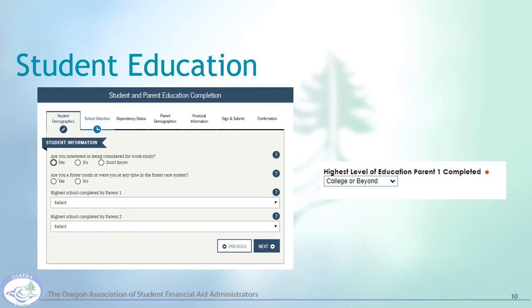If a parent dropped out of high school, the student would answer middle school/junior high, unless the parent eventually completed a high school diploma or credential. If the parent did not complete 8th grade, the student would check the other/unknown option.